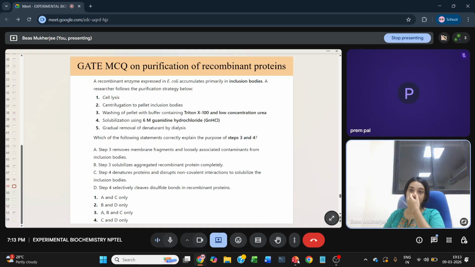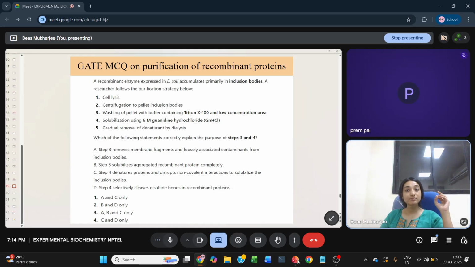Now see, a recombinant protein expressed in E. coli accumulates primarily in the inclusion bodies. A researcher follows the purification strategy below. First, cell lysis and centrifugation to pellet the inclusion body. So all the protein comes in the pellet now, not the supernatant, remember. Second, washing the pellet with buffer containing Triton X-100 and low concentration urea. So you are washing the pellet properly.